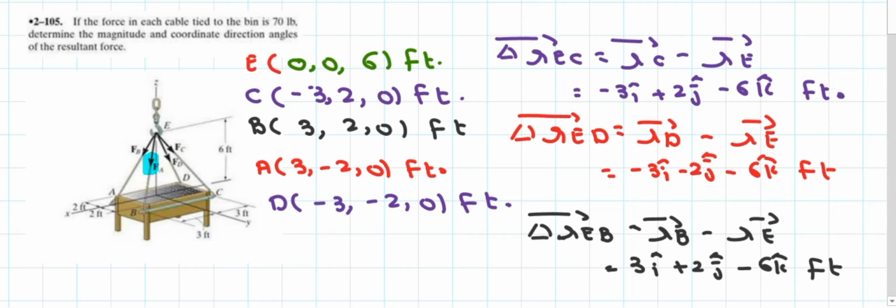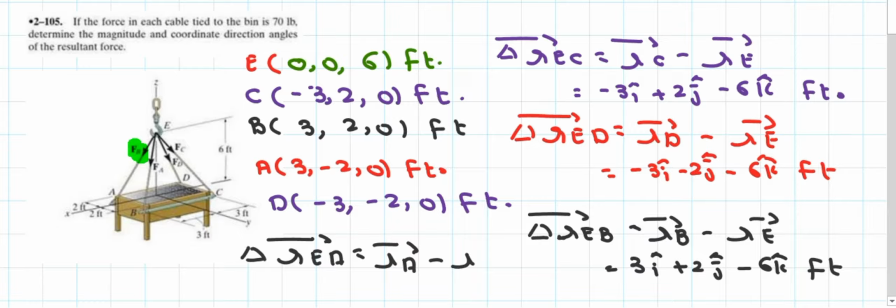Now, the last one. The head of the FP force is directed towards the point A. It means that point A is the final point and point E is the initial point. So the position vector of these 2 points is written as delta REA, which is equal to RA minus RE. The location of RA is 3i with negative 2j, and the location of RE is nothing but negative 6k foot. This is all about the position vectors of the respective points.